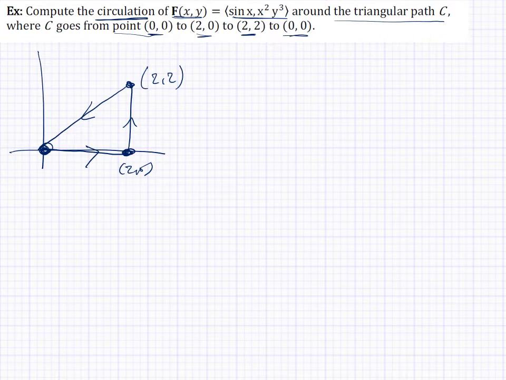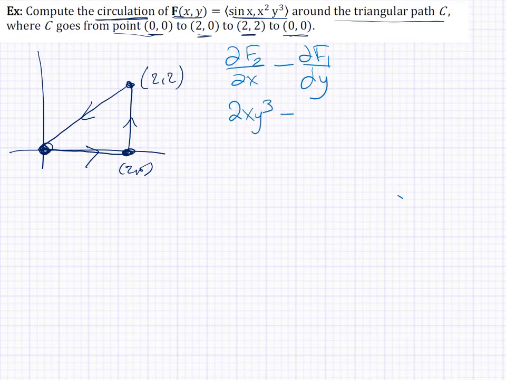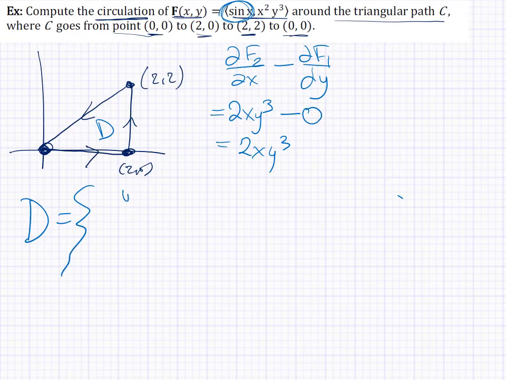Well, first thing we need to do is calculate the partial of f2 with respect to x minus the partial of f1 with respect to y. That'll be the function we have to integrate based off of the vector field. So f2 with respect to x is going to give me 2xy cubed minus f1 with respect to y. Well, there's no y's in f1, so that'll be 0. So we'll have 2xy cubed. Then we have to define this domain here in terms of x and y.